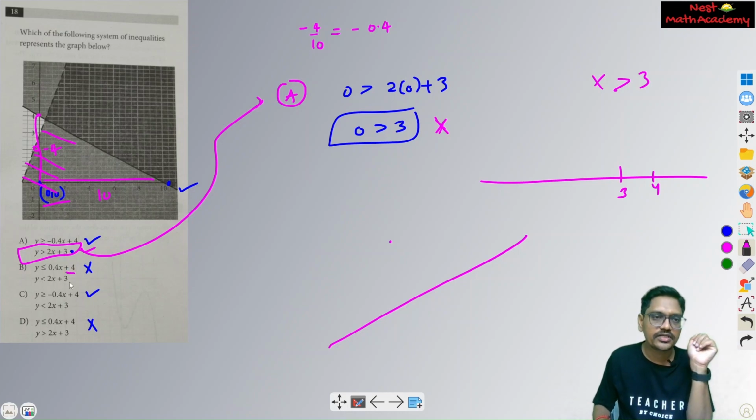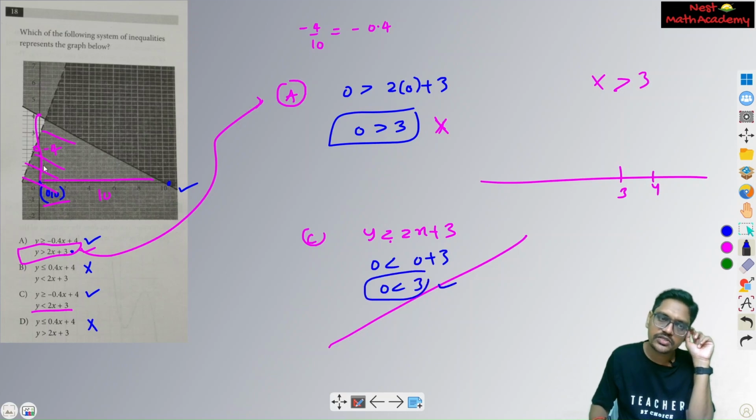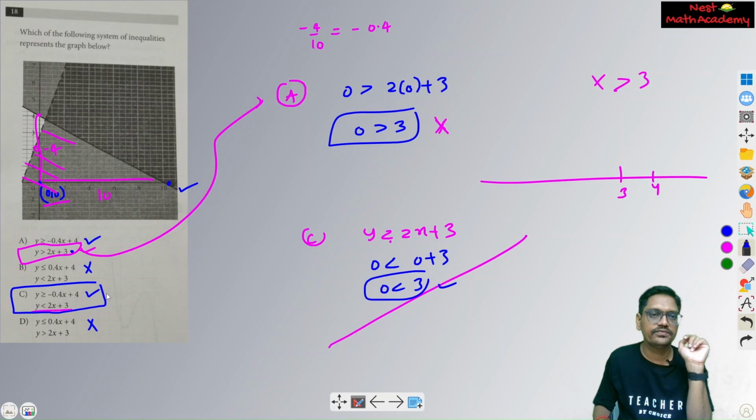This is correct. Option C, I mean to say. In option C, it is the other way around. So y less than 2x plus 3. If I substitute 0, 0 here, I'll get 0 less than 0 plus 3. So 0 less than 3 is correct. That means the 0, 0 side is shaded for the dotted line, which is correct according to the given graph. Therefore, option C, the set of inequalities, is correct.